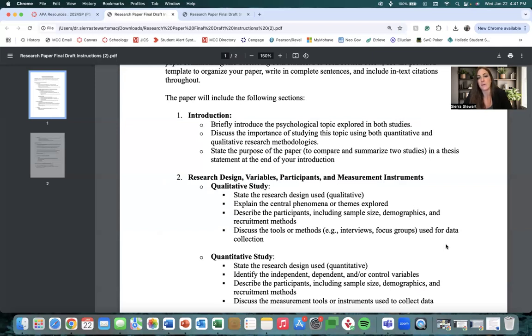So your thesis statement will go at the very end of your introduction, and it's the last sentence in that introduction paragraph, and it's really just to show the reader what the purpose of your paper is. All right. So that is going to be your introduction.